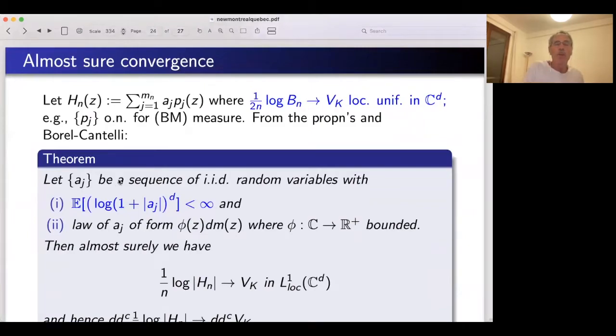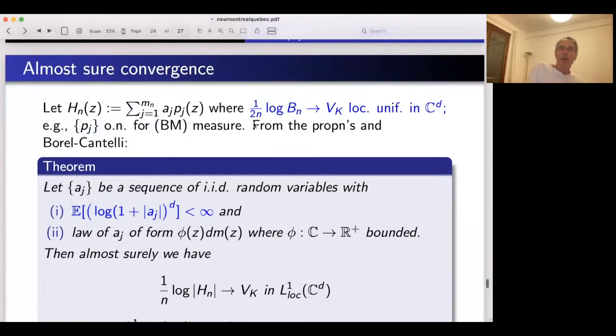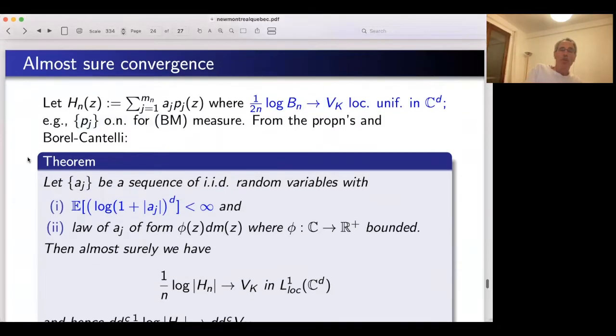For almost sure convergence, again, let h_n be like they were before, except now, I don't want to lie to you, for the result on almost sure convergence, at the moment, we need to assume that our bases p_j have a good property, in the sense that the corresponding sequence (1/2n) log B_n converges to v_K locally uniformly. We need this stronger convergence, which happens, for example, if these p_j are orthonormal with respect to a Bernstein-Markov measure, but not for the asymptotically Chebyshev case. But if you have this, then we can prove the following.